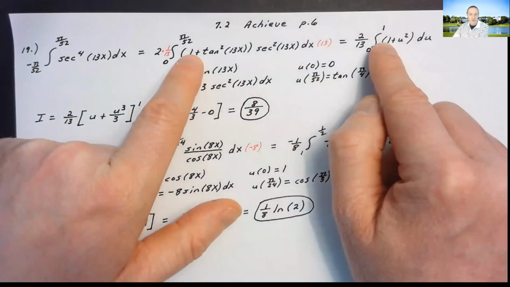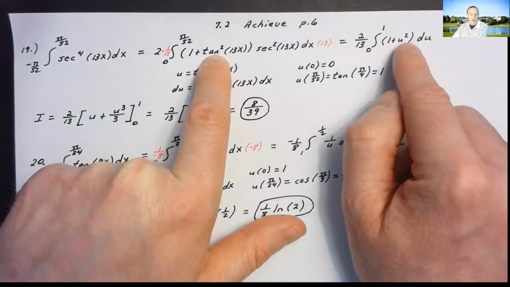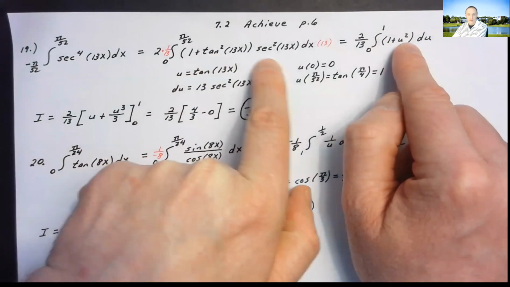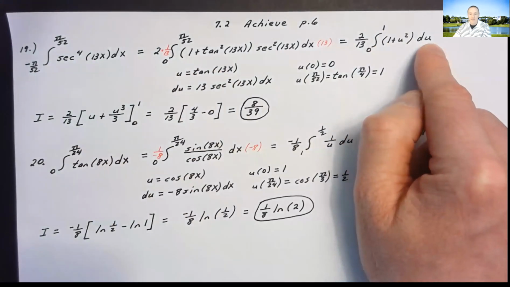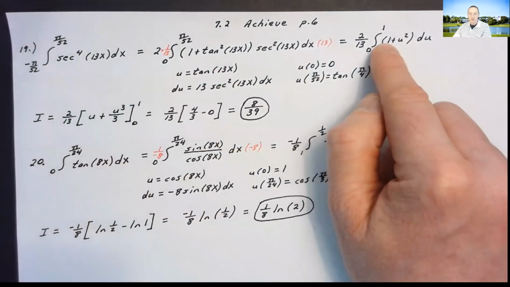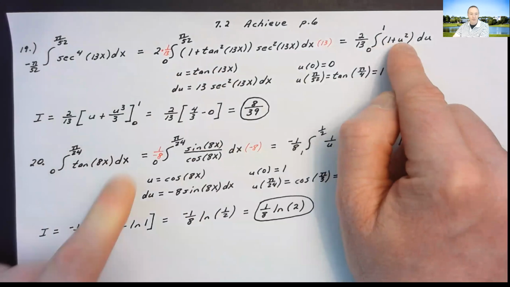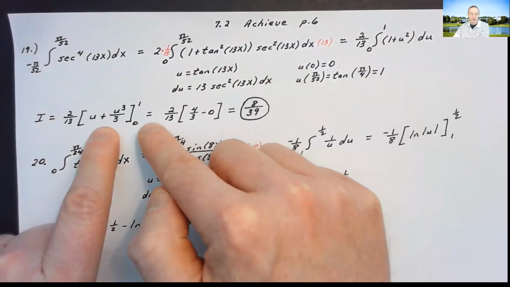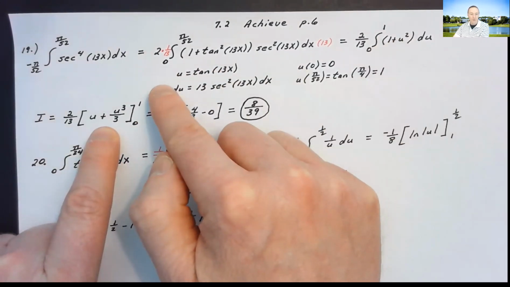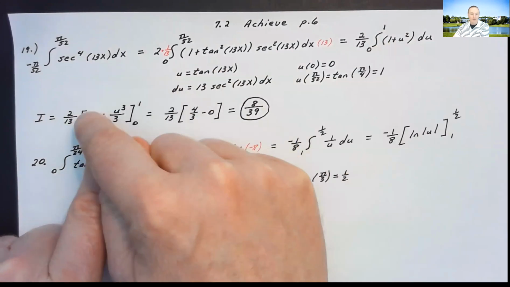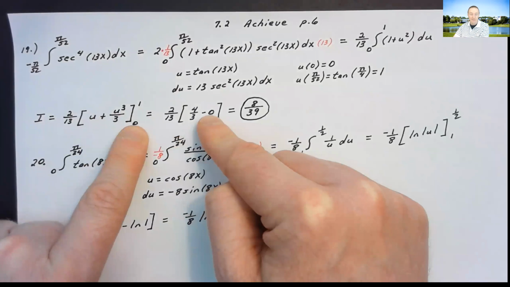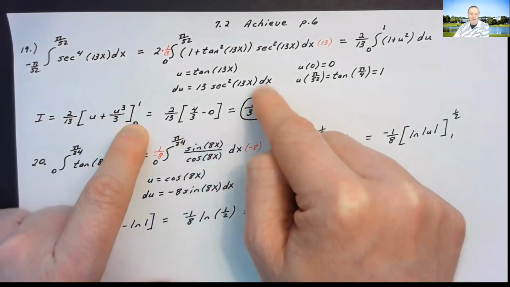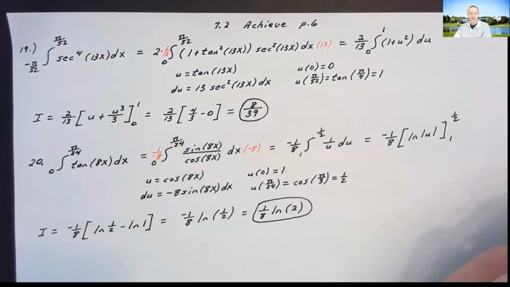The inside is going to be 1 plus tangent squared, which becomes u squared. And then please remember, everything else became du. That makes it super easy, guys. The inside's just u plus u cubed over 3. We evaluate it from 0 to 1. When you evaluate this at 1, the inside's going to be 4/3. When you evaluate it at 0, it's just 0. So you get 2/13 times 4/3 for a final answer of 8/39.